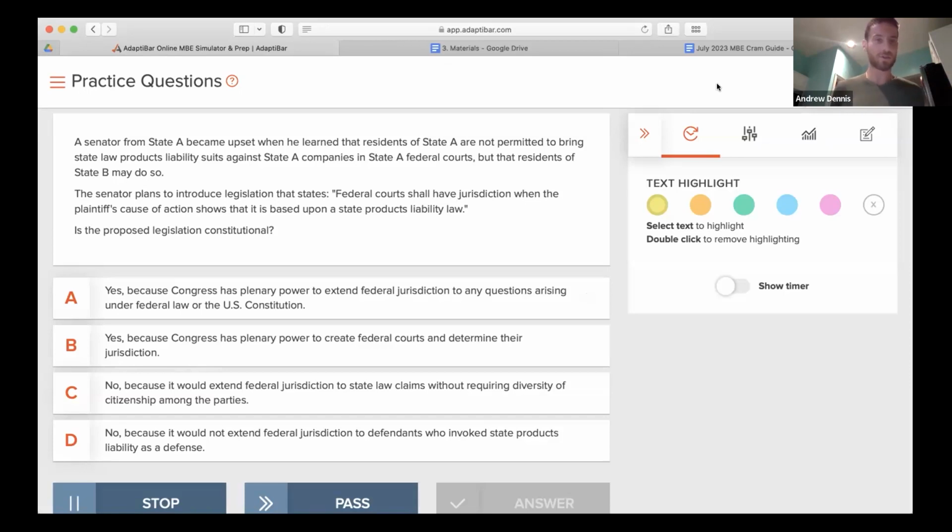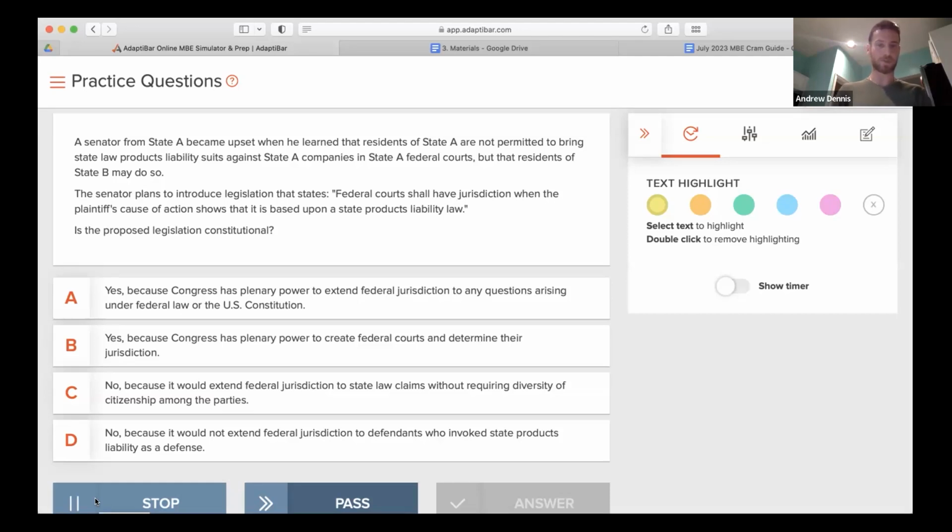All right, let's do this common law question. A senator from state A became upset when he learned that residents of state A are not permitted to bring state law products liability suits against state A companies in state A federal courts, but the residents of state B may do so. The senator plans to introduce legislation that states federal courts shall have jurisdiction when the plaintiff's cause of action shows that it is based upon a state products liability law. Is the proposed legislation constitutional?